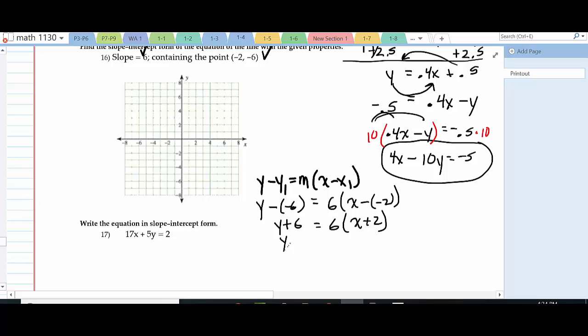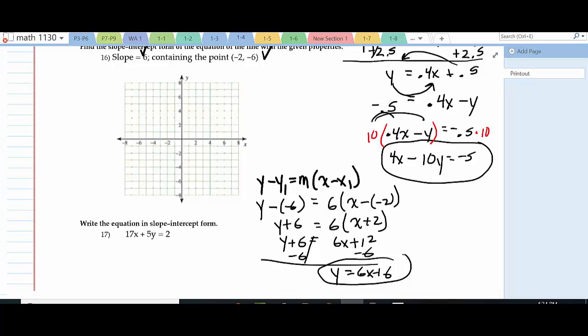All right, so what we have is y plus 6 equals 6x plus 12. Then you can subtract 6 from both sides. So we got y equals 6x plus 6. Okay, that's what I'm getting. If you got a minus 6, all you did is an arithmetic. You just did something wrong with a negative. That's all you did. Okay?